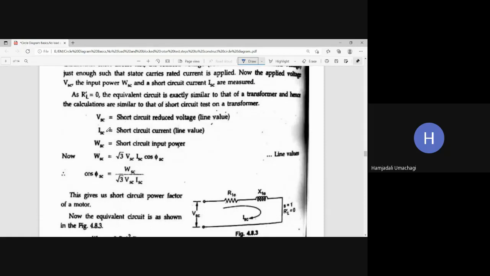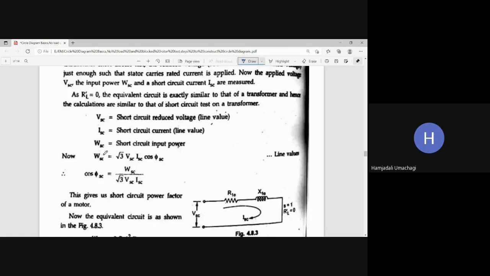Then the corresponding ISC is nothing but the short circuit current value, this is also a line value. Then WSC is nothing but the short circuit input power. Now these are the three readings which we are going to note down from the voltmeter, ammeter, and wattmeter. This WSC is nothing but the algebraic sum of W1 plus W2 in the case of the block rotor test.